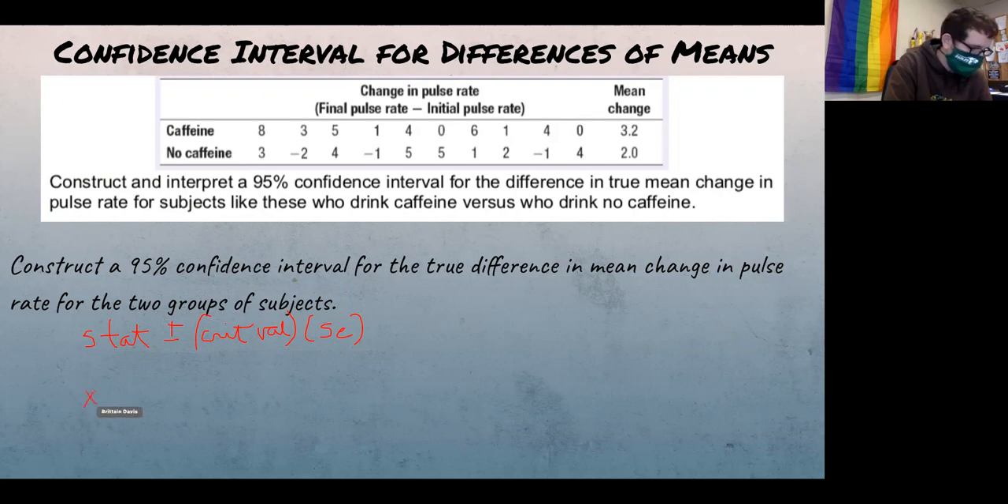Our stat in this case is x bar sub 1 minus x bar sub 2. So we saw this with our proportions. It's weird to think of a stat as being an expression. We think of it as just one number, but in this case, it's actually two numbers. So that's going to be plus or minus a critical value. What kind of critical value do you think we're using here?